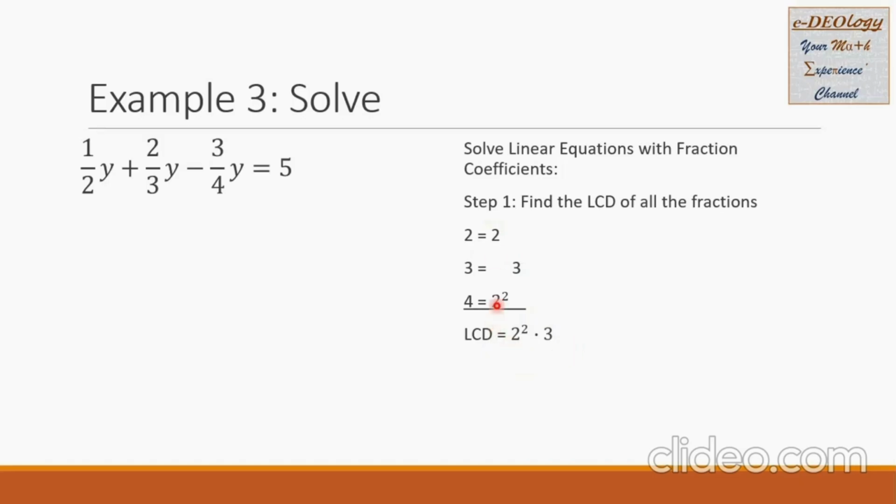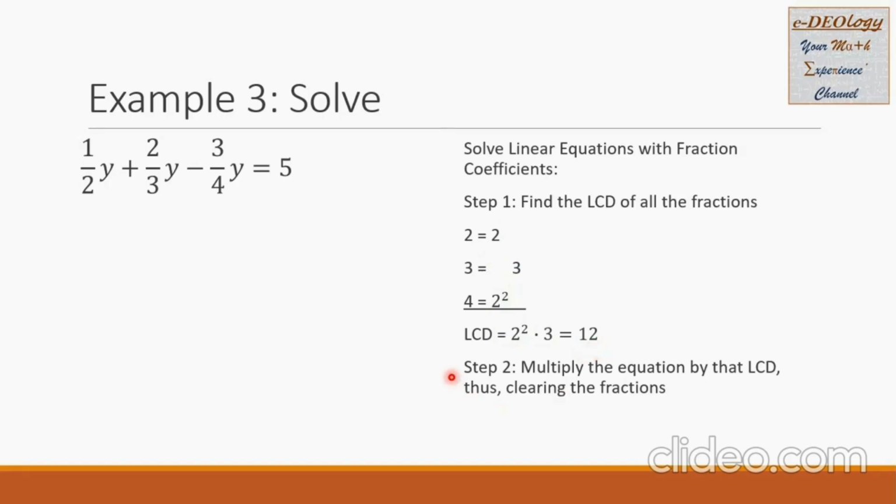In case of common prime factors, we will copy only the one with the highest exponent. So here is 2 with exponent 1. Here is 2 with exponent 2. We will copy the 2 with exponent 2. And then this factor 3 is copied here also. So to simplify, the 2 squared times 3 will have the 12. So this 12 is our LCD.